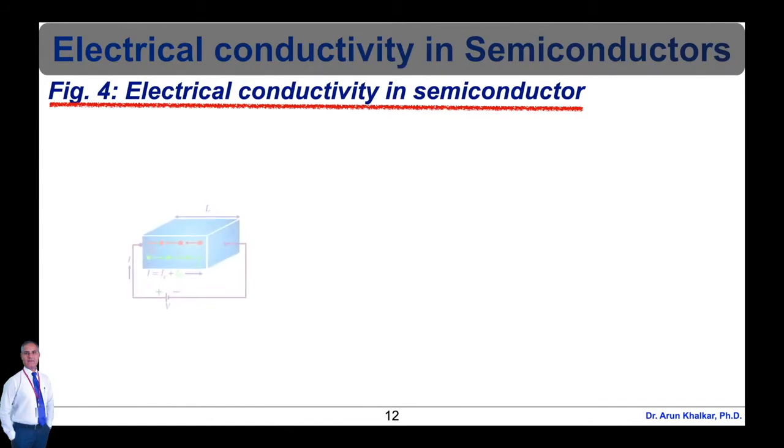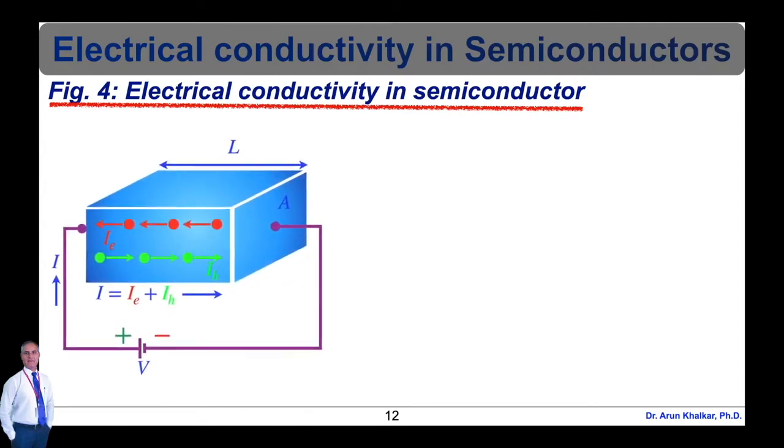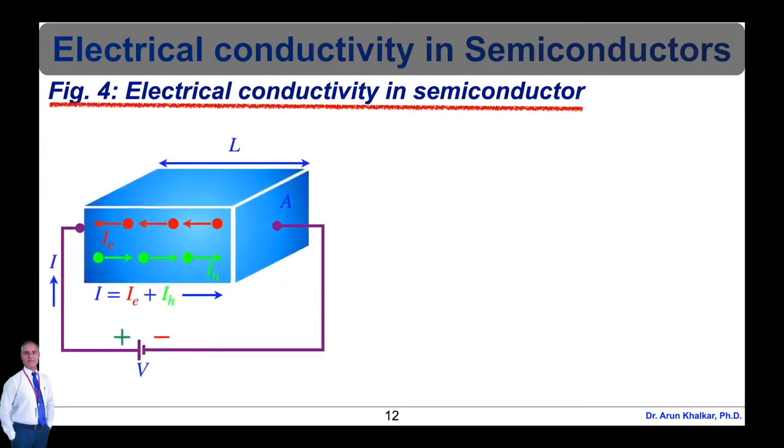To obtain an expression for electrical conductivity, consider an intrinsic semiconductor bar which is connected to an external battery as shown in figure number 4. Let us consider a sample of semiconductor across which a DC voltage source is connected. If a potential difference is applied across the semiconductor, it generates an electric field. This causes electrons to move towards the positive terminal and holes towards the negative terminal of the source.